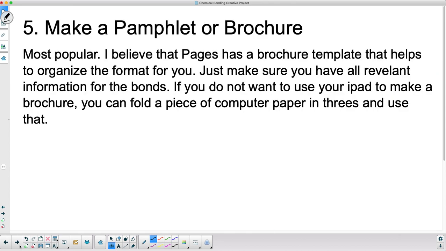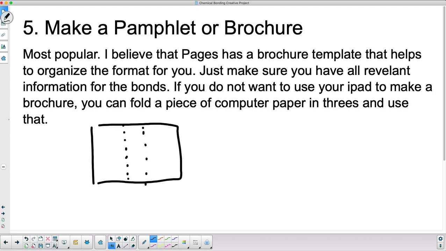Make a pamphlet or a brochure. This is the most popular. Students think this is the easiest, and it might be the easiest, and that's fine. So when you have a piece of paper, it'll look like this. And this one doesn't need to be, of course, on a large piece of paper. This can be just a regular paper. You fold it into three like this.